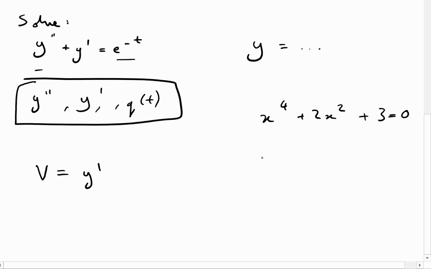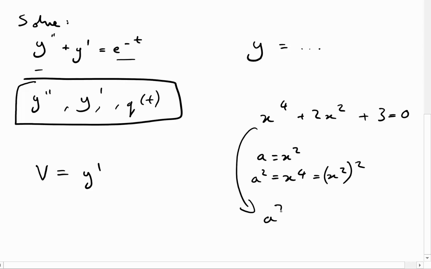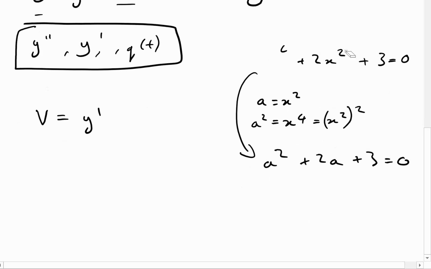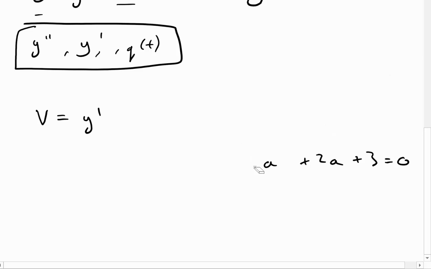But if it's, let's say, something like a equals x squared, then that implies that x to the 4 is just going to be x squared, so therefore we end up with a squared. So in other words, we can convert this into a normal quadratic just by saying a squared plus 2a plus 3 equals 0. That's exactly the same thing we're doing here, except instead of nice quadratics, we're dealing with differential equations, so we're dealing with derivatives.